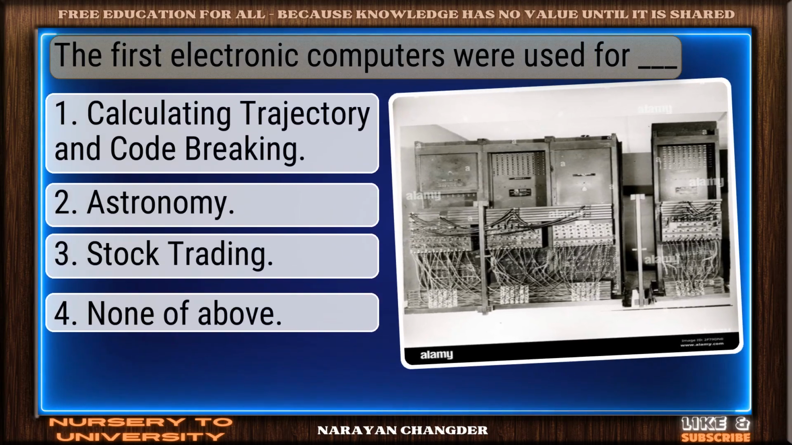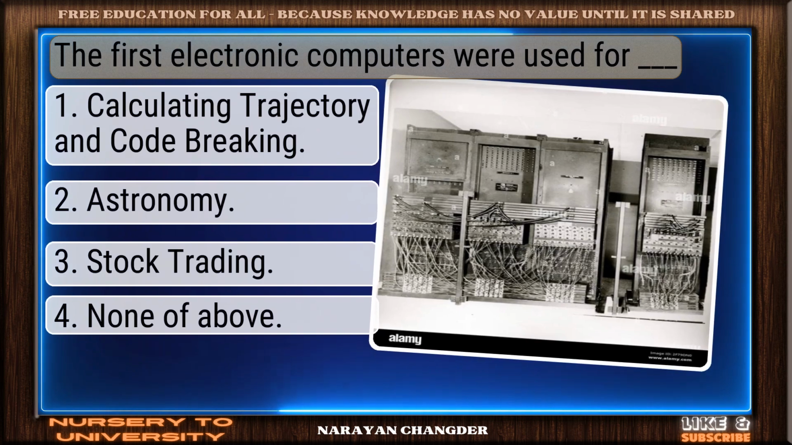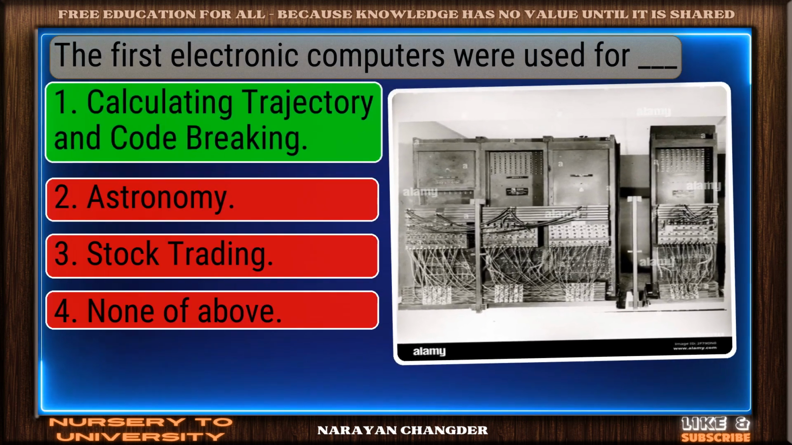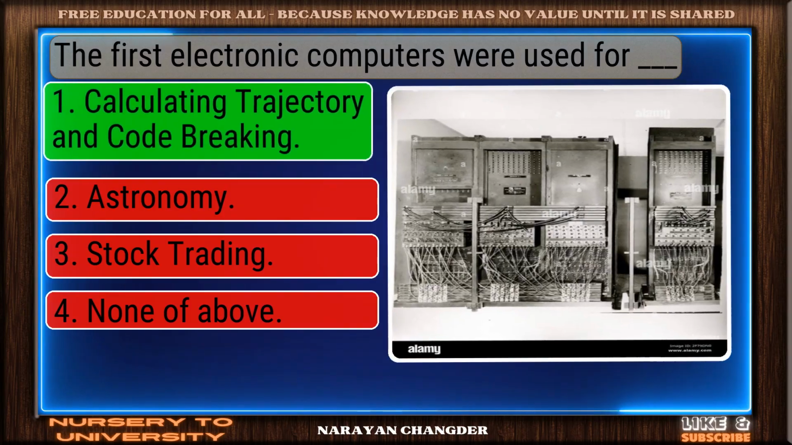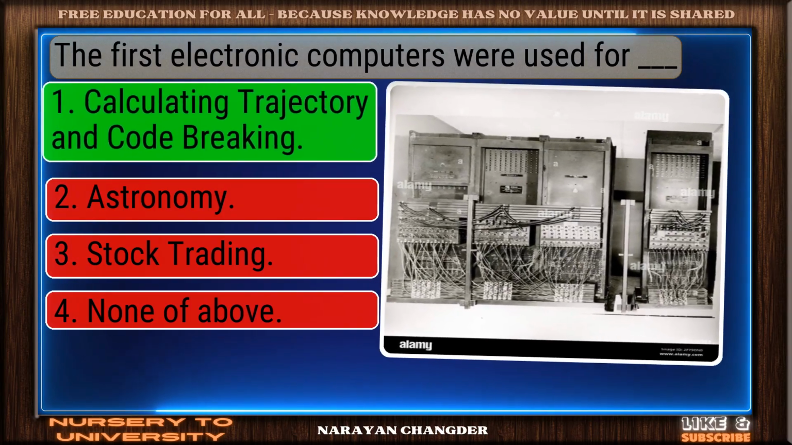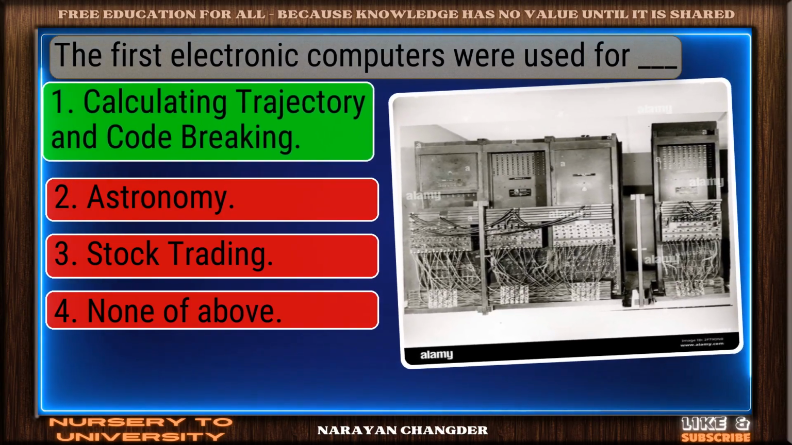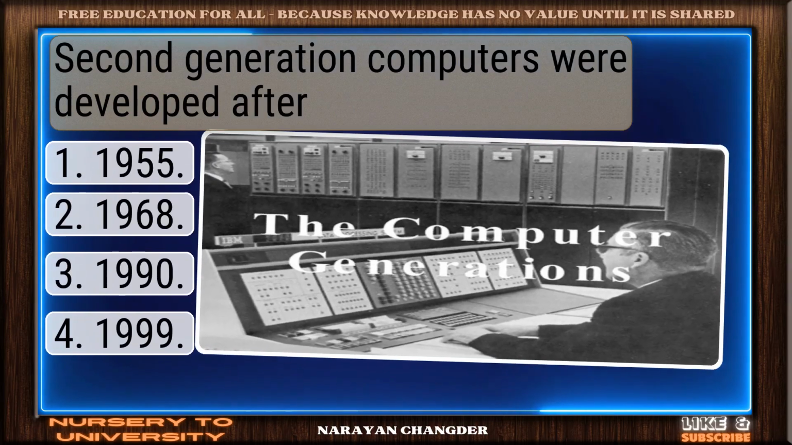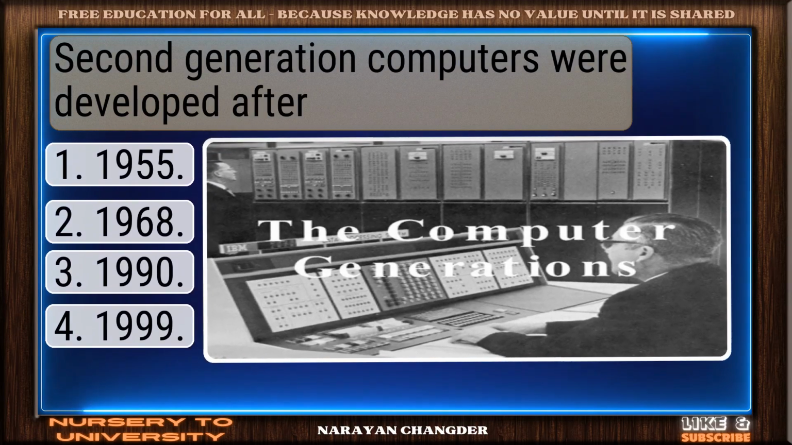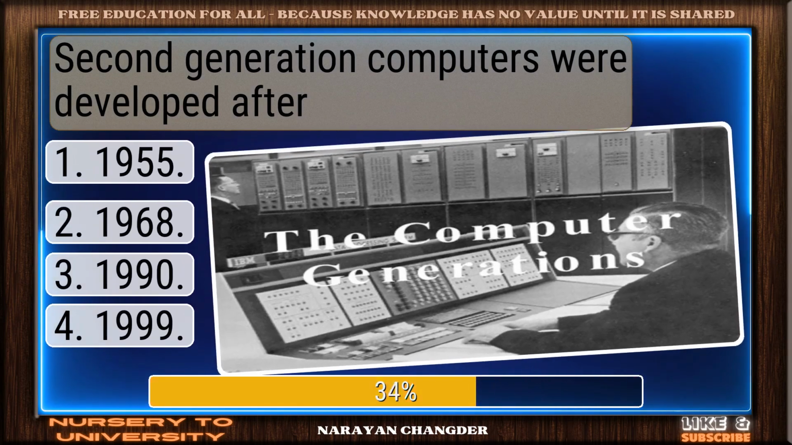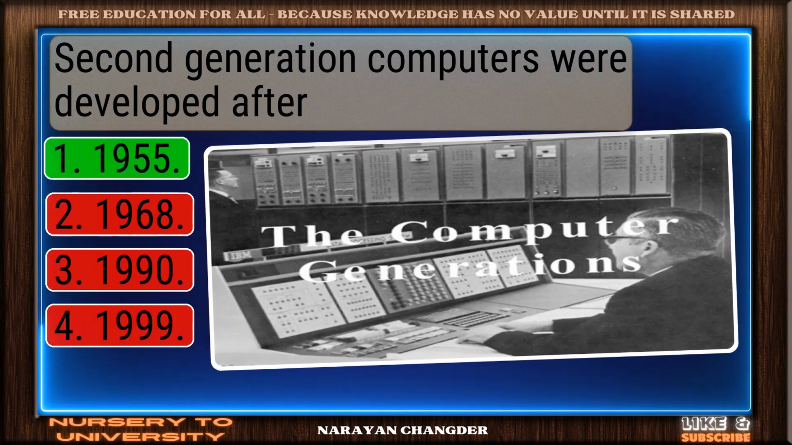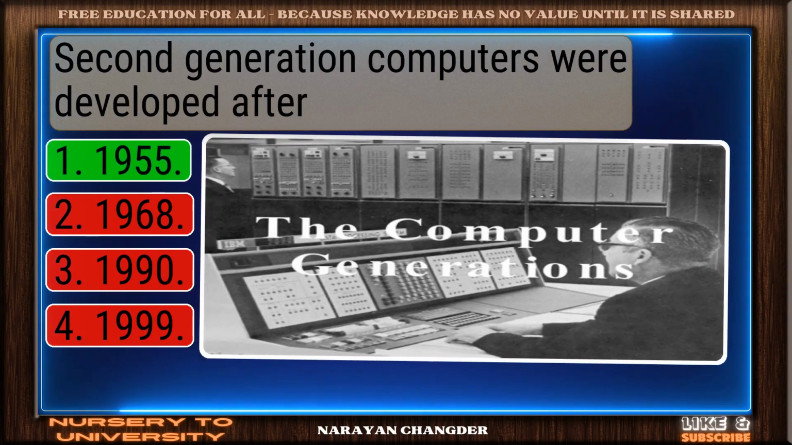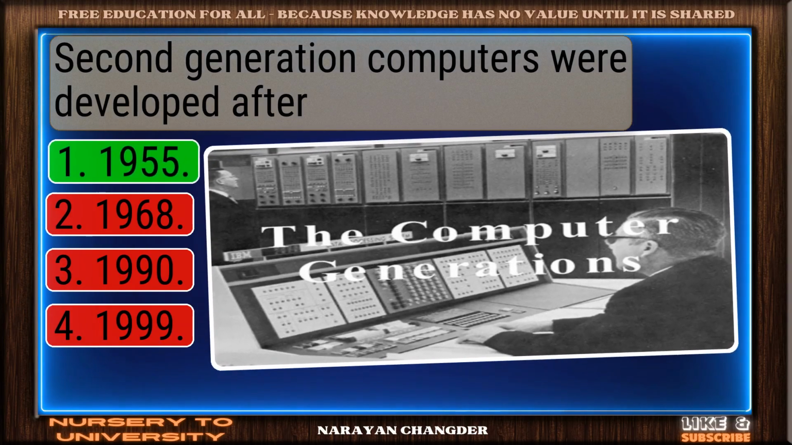Question number 15. The first electronic computers were used for dash. Well reasoned. Calculating trajectory and code breaking is the correct choice. Question number 16. Second generation computers were developed after? Clear logic. Your choice 1955 is sound and 100% true.